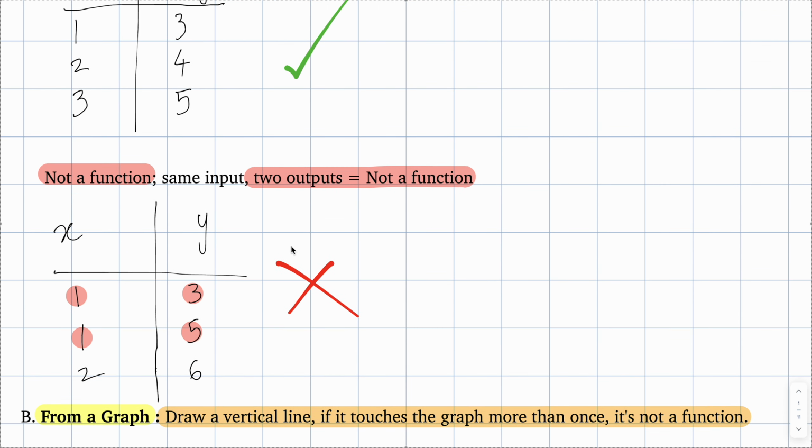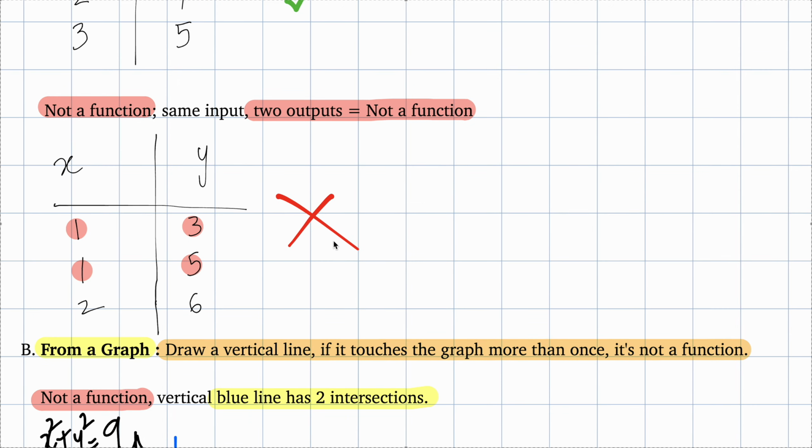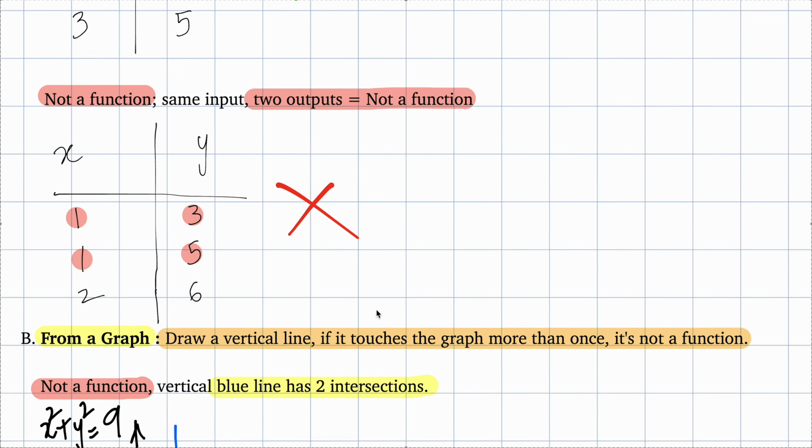Here, we see it's not a function because for the two different values of 1, we get 3 and 5. For the same input of x, which is 1, we get two different values, 3 and 5. Two outputs for the same input is not a function. So this does not represent a function.